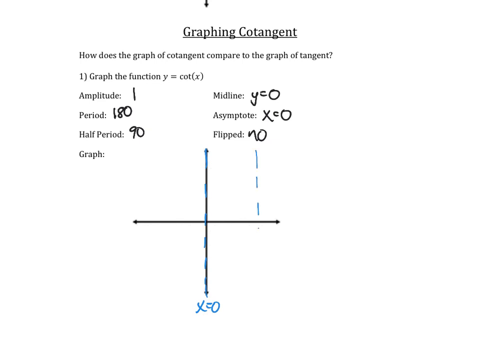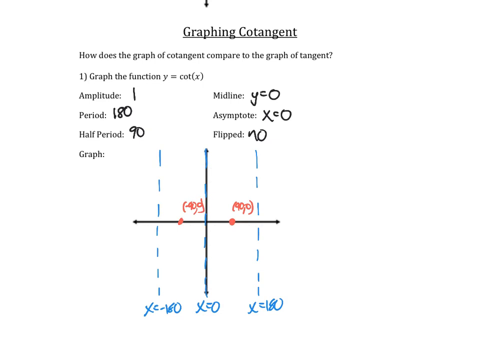I'm going to go a period to my right, which is 180. I'm going to go a period to my left, which is negative 180. I'm going to have the same things. I'm going to have those midline points halfway in between. So halfway in between is 90, comma 0 and negative 90, comma 0.